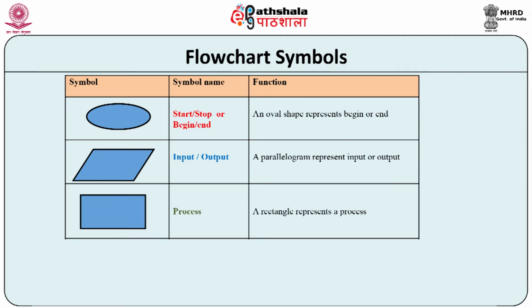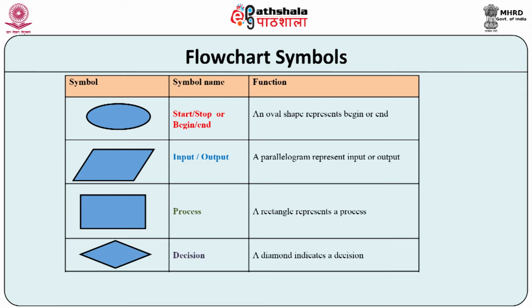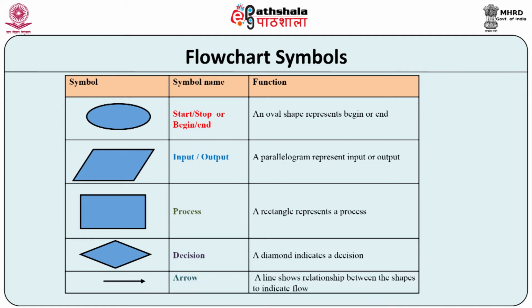The input output symbol represents information entering or leaving the system. A rectangular box represents a single step or entire sub process within a larger process. A diamond shape represents a decision or branching point. Connecting lines represent different decisions emerging from different points of the diamond. Arrows indicate the flow line symbols. Lines and arrows show the sequence of steps and the relationship among them.